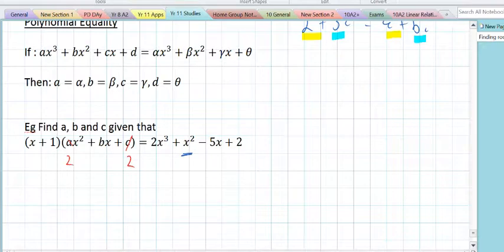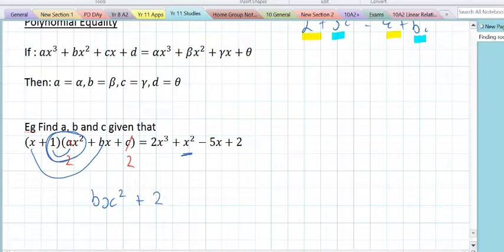You'll have this one and that one. Yeah? Are there any other pairs that will produce an x squared term? No. So we can say that x times bx, so bx squared, plus this term here, 2x squared, is going to be equal to this one here, x squared.